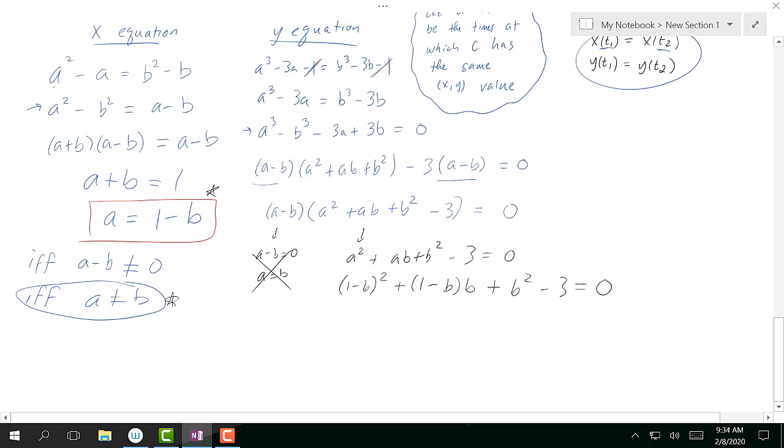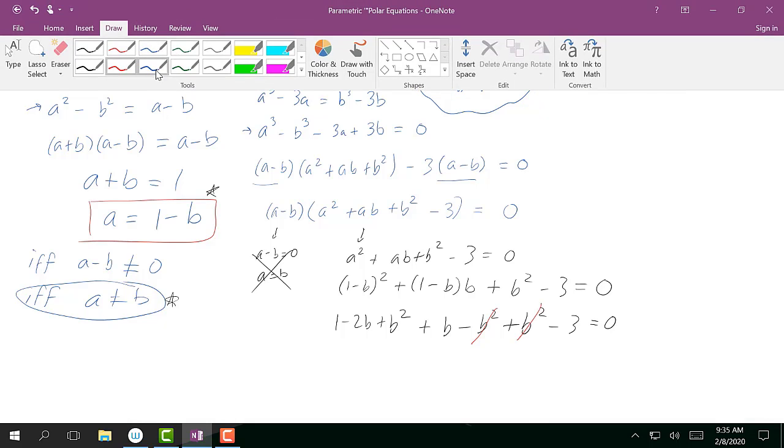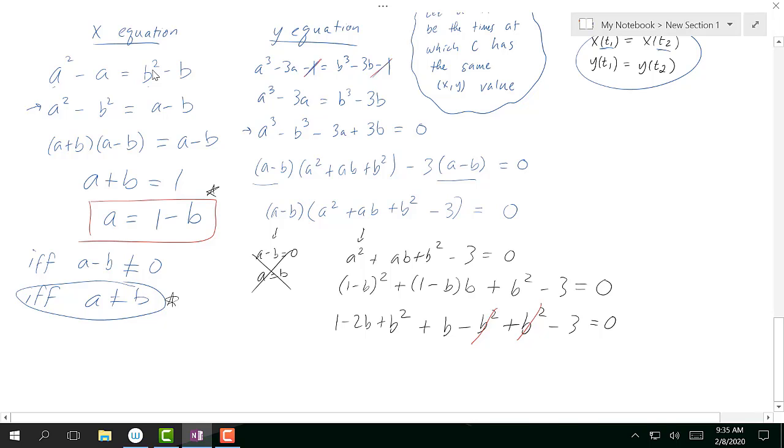All right, so I'm going to scroll down a little bit. Just to finish this one off, what we're going to get is 1 minus 2b plus b squared. Multiply this next term out, we get b minus b squared plus b squared minus 3, all equal to 0. So what we're going to do is cancel things that we can. We get a minus b squared plus the b squared here. We can combine other like terms. So we get b squared, minus 2b plus b, so minus b, and 1 minus 3, this is minus 2. Things are looking better now, almost there.